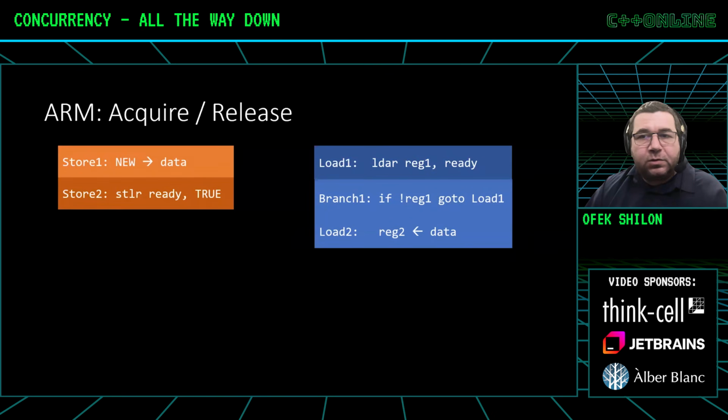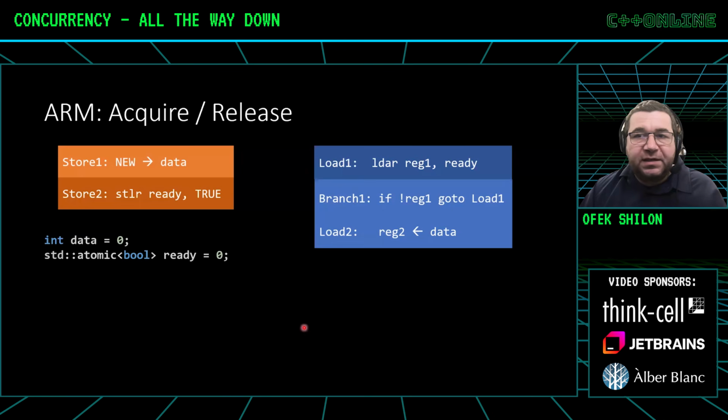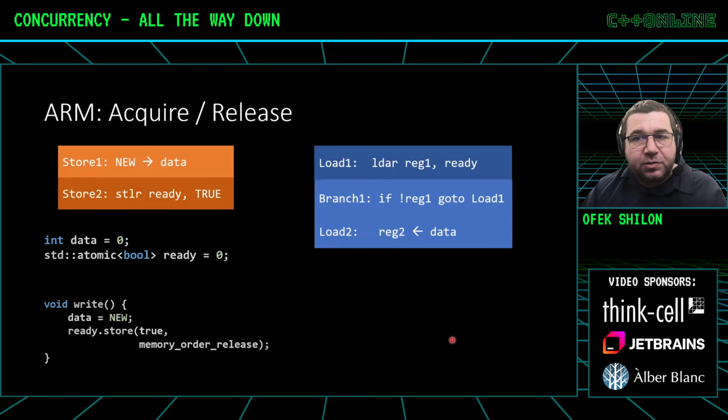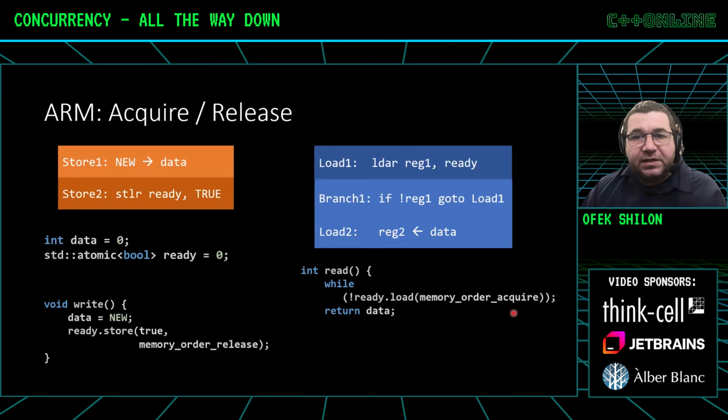And this is what it would look like in C++ code. Ready needs to be made an atomic variable. The write to it needs to use atomic store with a memory order release argument. The reader core needs to read ready with an atomic load with memory order acquire.